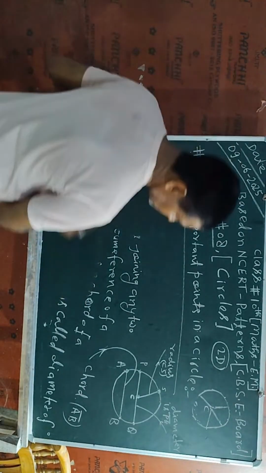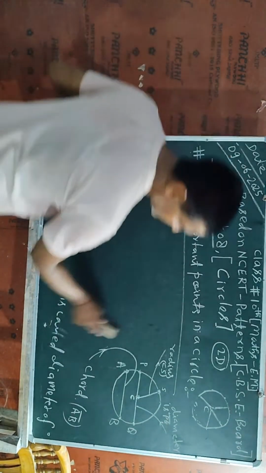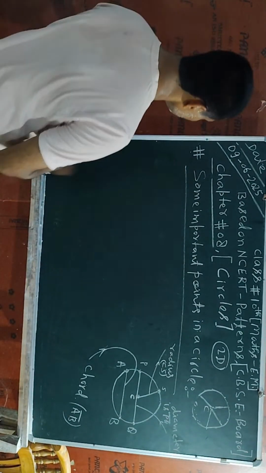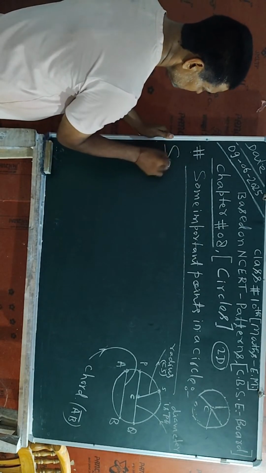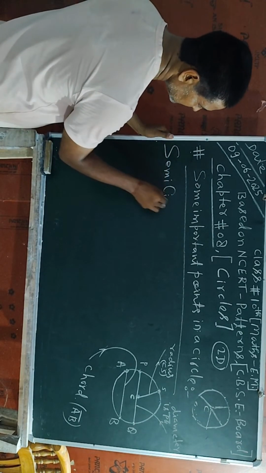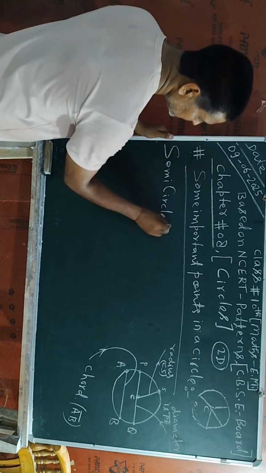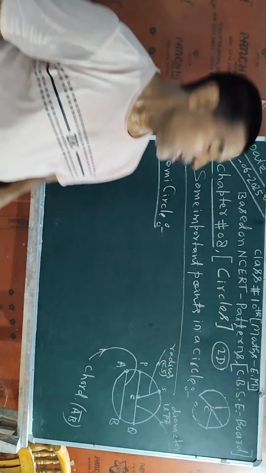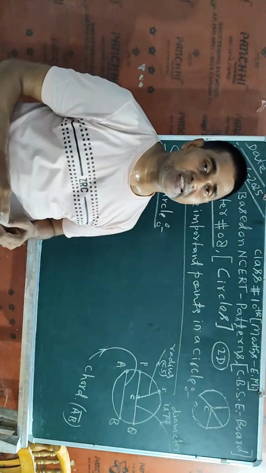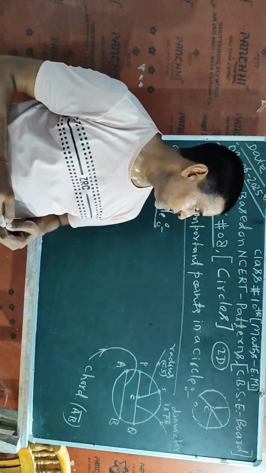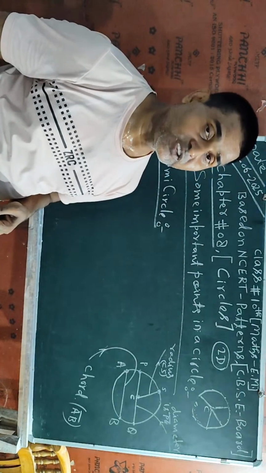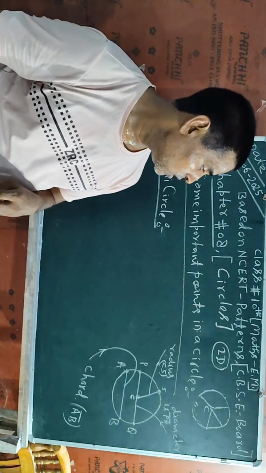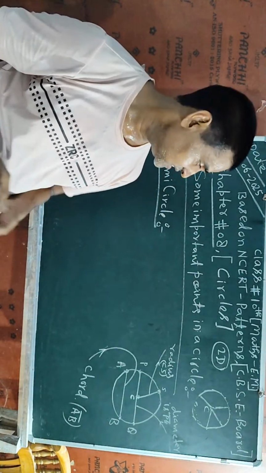What is the concept of semicircle? Next I am going to explain semicircle. What is the definition of a semicircle? A semicircle is very easy, and I will explain it in detail. A diameter of a circle divides it into two parts, and each of these is called a semicircle.